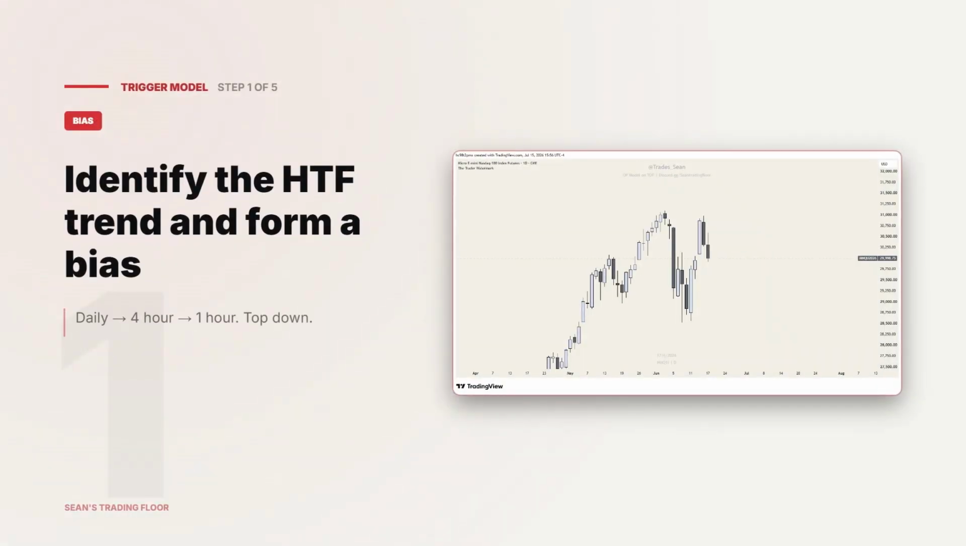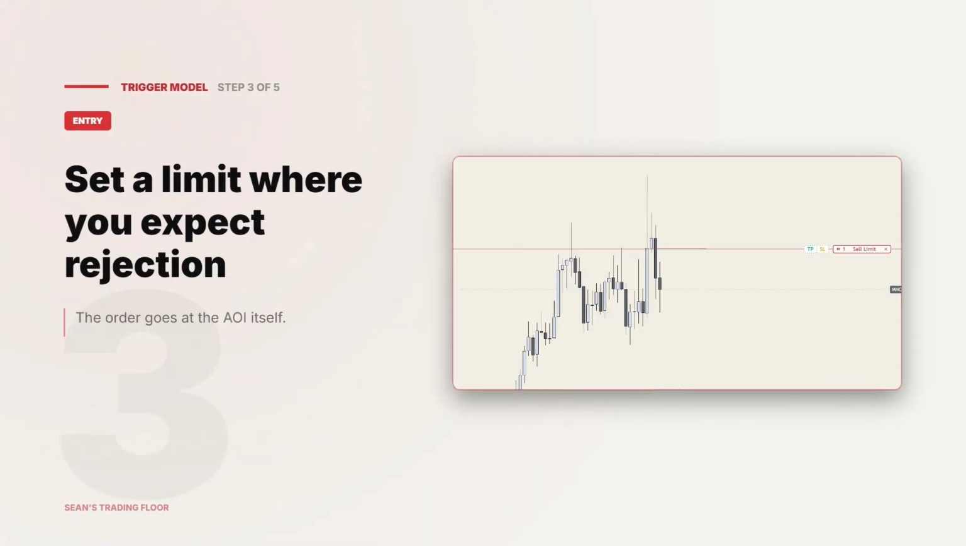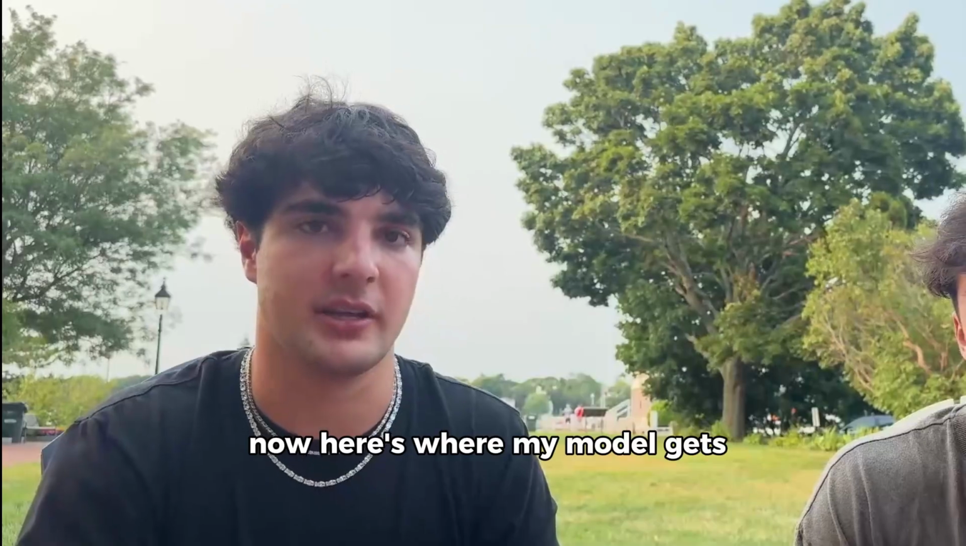Step 1 of the trigger model is to identify the higher time frame trend and form a bias. Step 2 is to identify your AOI, which is the change in state of delivery, the rejection blocks, the OTE, or your key opens. Step 3, once you identify your AOI, is to set a limit at the area that you expect rejection. Now here's where my model gets unique.